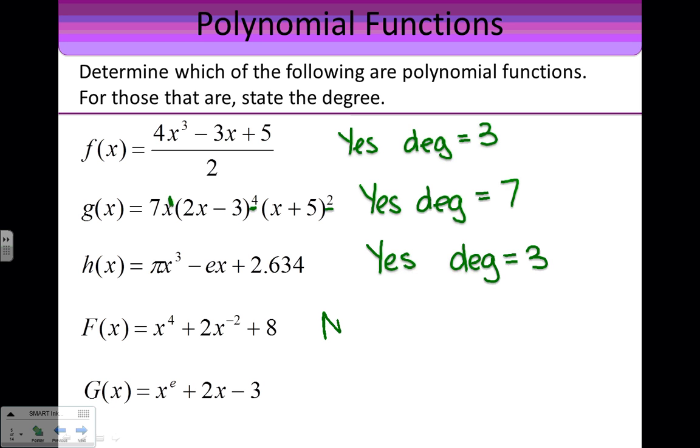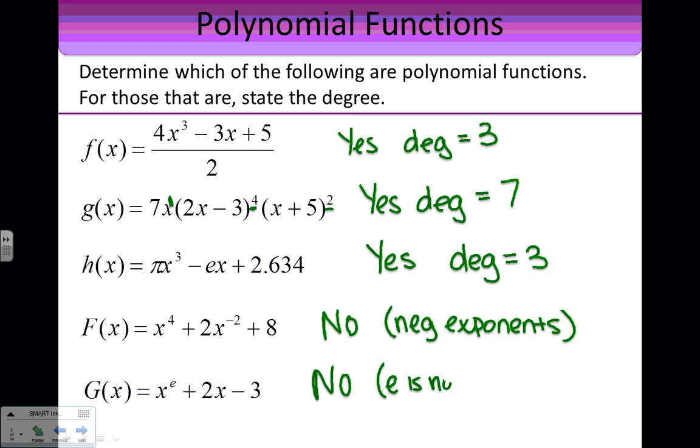F of x, nope, because we have negative exponents. And lastly, the last one is also no, because e is not an integer. It is a decimal, and in polynomials, we don't have decimal exponents.